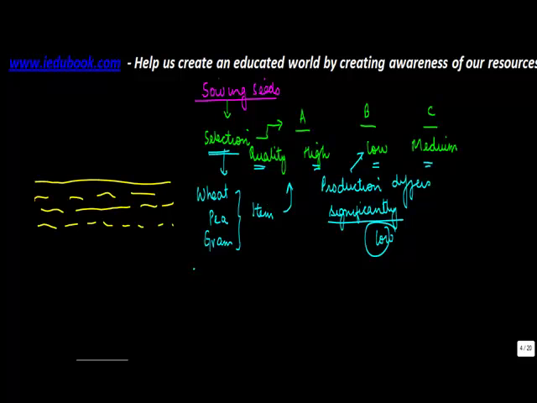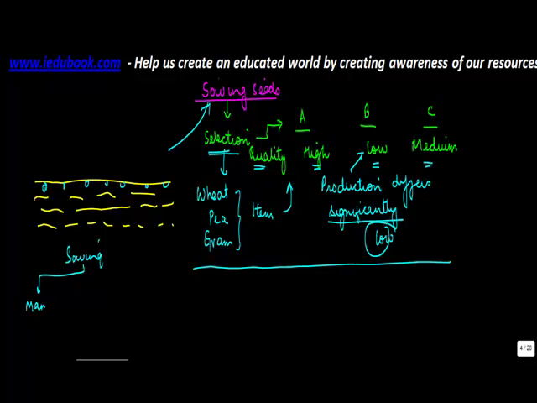Now once you have selected, then you basically put the seeds below the earth or in the field. This process of putting is basically known as sowing. Now sowing can happen manually or it can be achieved through machines, which is normally called a seed drill.